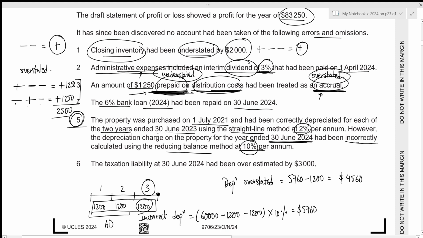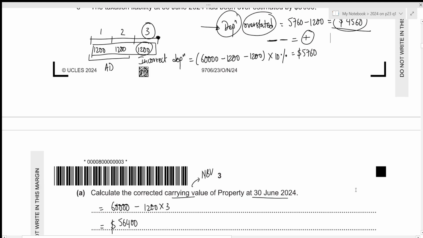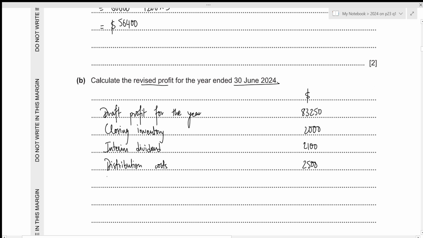Then for the property, we've already concluded that the depreciation was overstated by 4,560. Now, if something is being overstated, we have to subtract it. And in this case, we're talking about depreciation, which is a part of our expense. So the depreciation will also be subtracted in order to calculate the correct profit. Negative, negative, which means that it will be a positive. So it just means that in order to correct this error of depreciation being overstated, we need to add the amount of 4,560. Let's write it down. This relates to property depreciation.